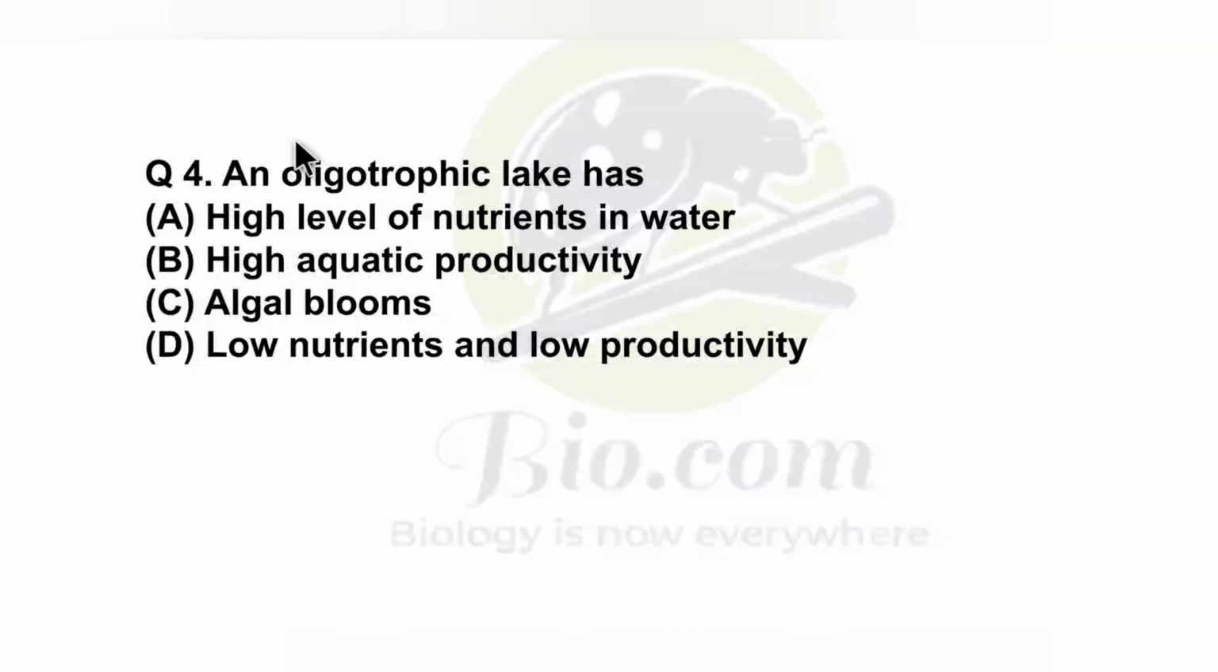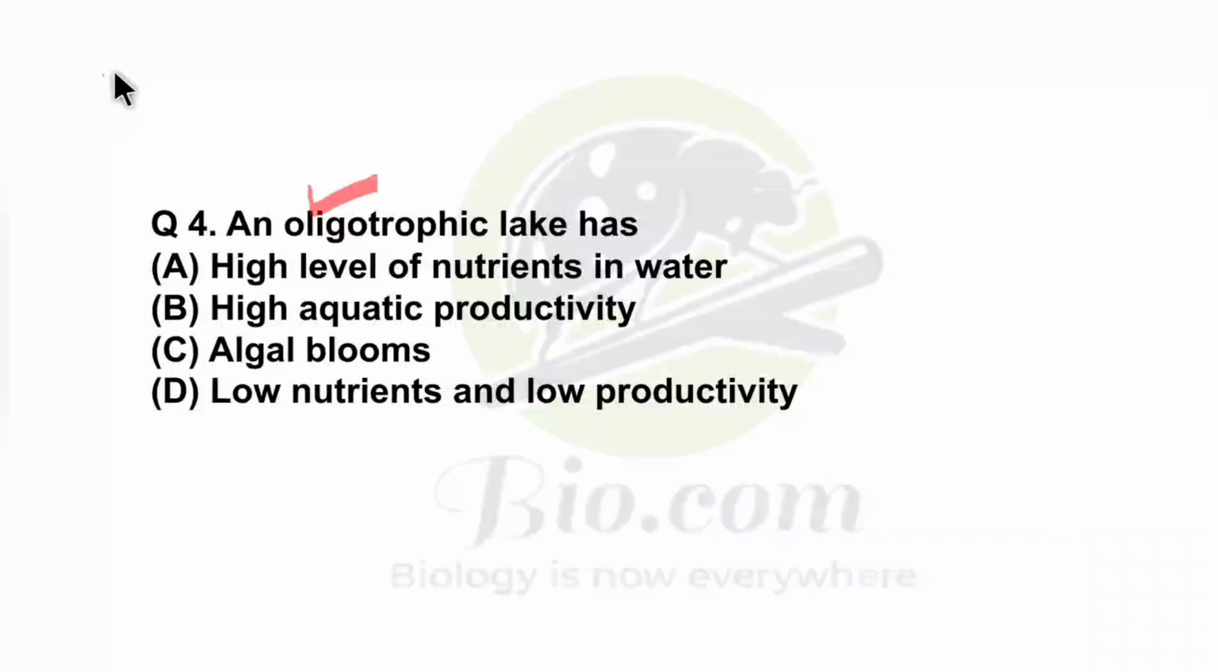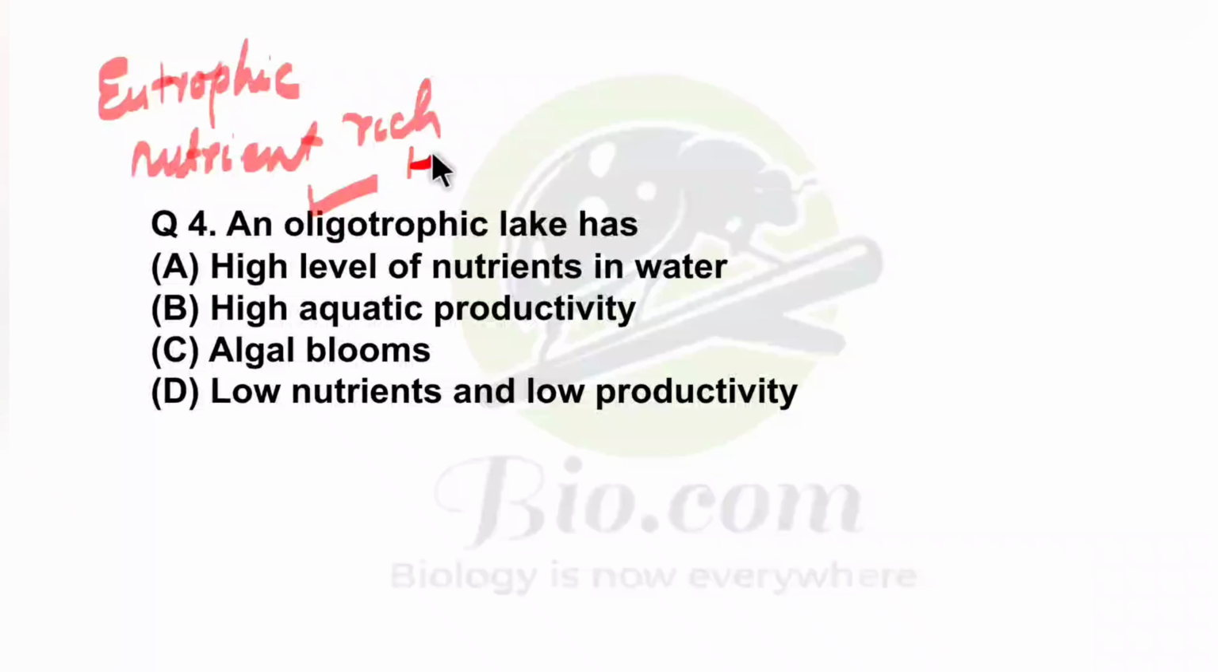If oligotrophic can be asked, it is very much possible that eutrophic can also be asked in the examination. So basically eutrophic is the opposite of oligotrophic. Eutrophic refers to nutrient-rich water. So you can check what is oligotrophic and what is eutrophic.